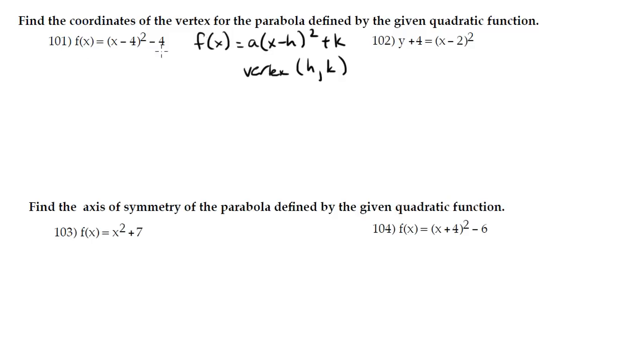So, in this case, for number 101, the vertex would be, change that sign. You change the sign for the h value, 4. Keep that k sign the same. 4, negative 4, that's my vertex.